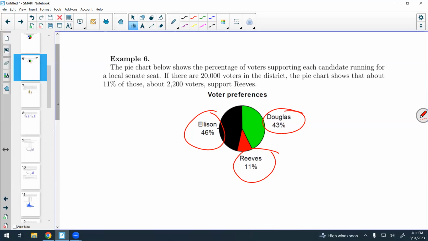I mean, we could just as easily have written this as Ellison, 46%. Douglas, 43%. Reeves, 11%. Same information, but it doesn't look as pretty. And it's all a matter of who you're showing the information to as to how you will display it.